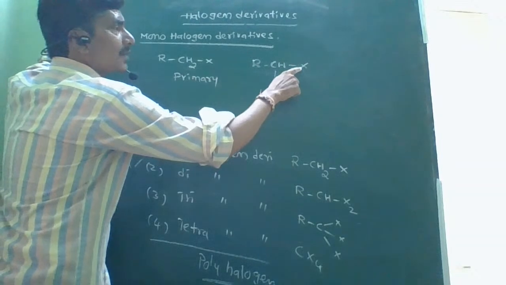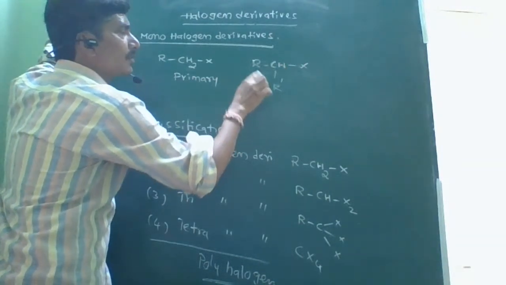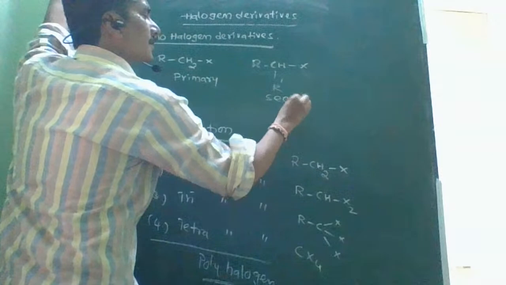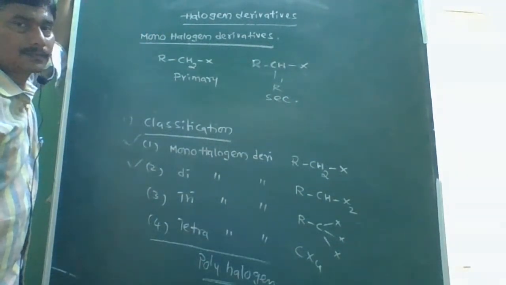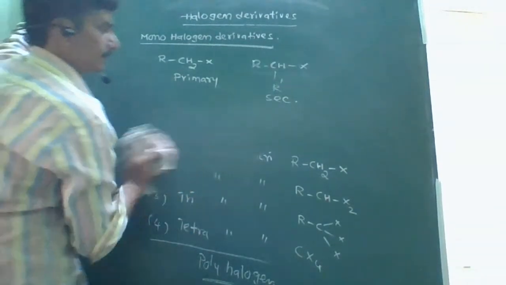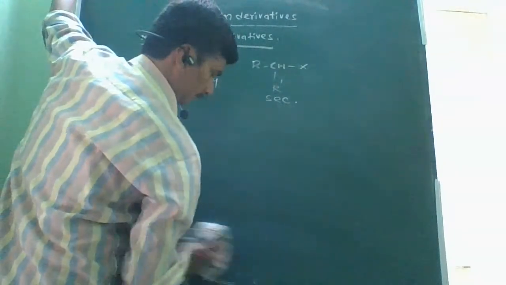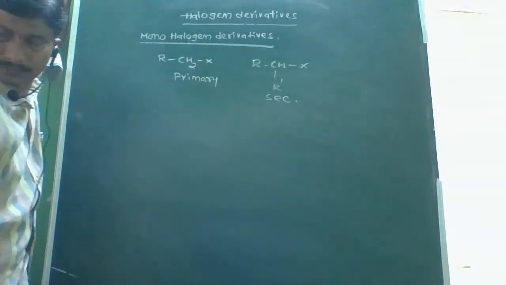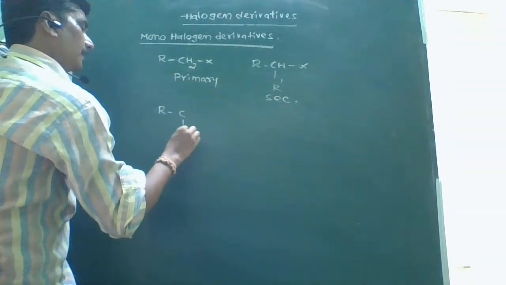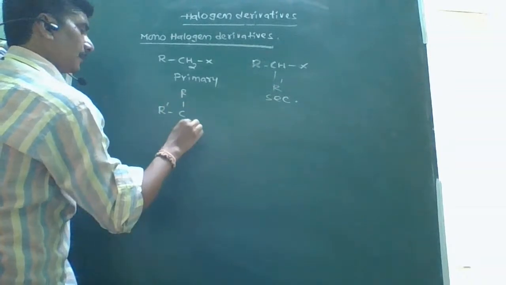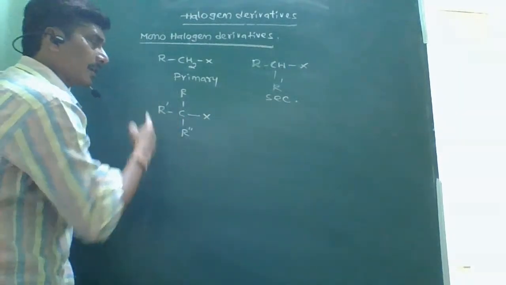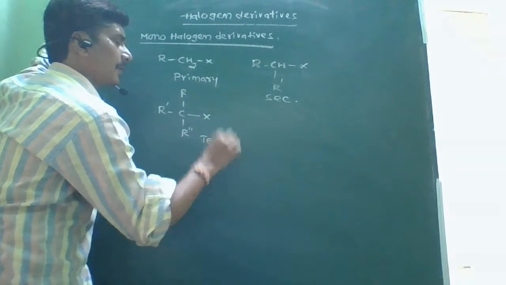Now come to this halogen atom connecting with the carbon. This carbon is connecting with two other carbon atoms. So it is known as the secondary alkyl halogen. Here it is connecting with three other carbon atoms, so tertiary.